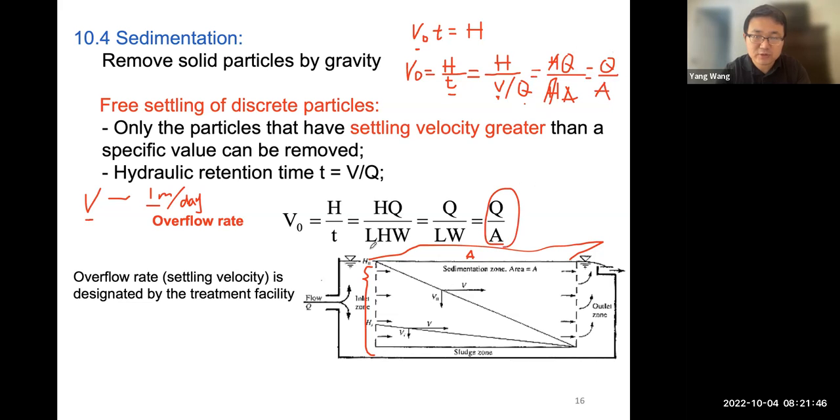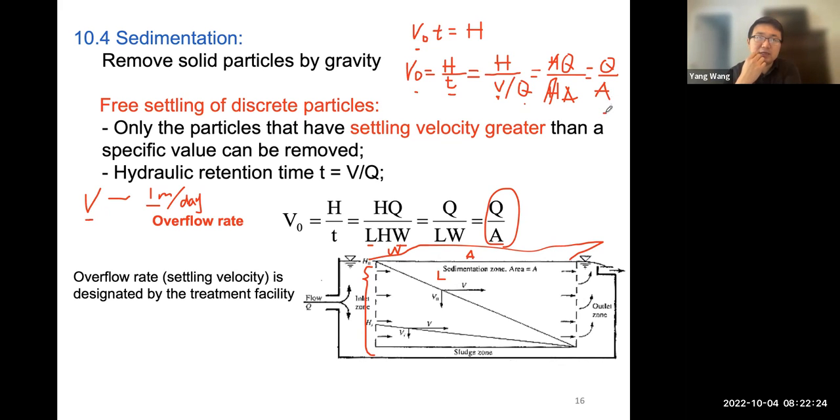Here there are extra terms, length and width. I'm just converting the length and width to the area. Length is this dimension here, and width is the dimension going into the screen. We can convert that to A, and this is exactly what we get. So now we are relating this velocity to the dimensions and operation of the sedimentation basin. The Q here is the flow rate, and the A here is the surface area.